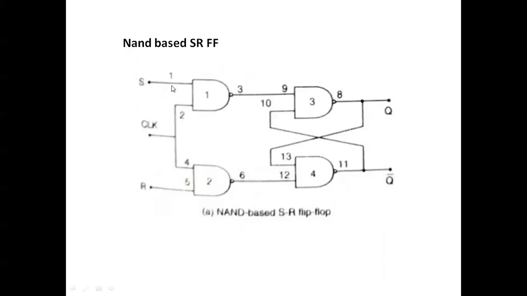NAND based SR flip flop. So this is the SR NAND based circuit. See, there are four NAND gates available here. First, the NAND gates are directly connected to the input, and the other input is connected to the clock. Then this NAND gate output is connected to this NAND gate input, and the second NAND gate output is connected to this NAND gate. This is a feedback loop, so it is a sequential circuit. So this is the NAND based SR flip flop.